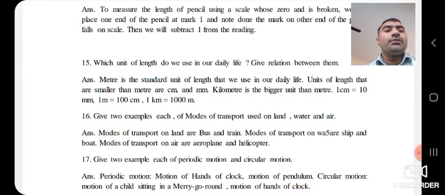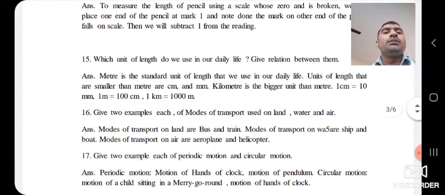Meter is the standard unit which we use in daily life. Units of length that are smaller than meter are centimeter and millimeter, and kilometer is a bigger unit than meter. These are the units we use in our daily life, and the relationships between them are: 1 centimeter is equal to 10 millimeter, 1 meter is equal to 100 centimeter, and 1 kilometer is equal to 1000 meter.